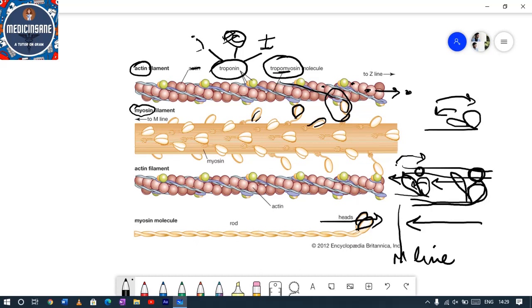Now, once it goes back to the original position, it is going to bind to another active site. Again, it will lead to the pull. Again, it will go back. So with the help of this, each of the myosin heads is trying to pull the actin towards the center of the sarcomere, and this is how the contraction, or the sliding filament theory, works, right? And this mechanism of pulling the head towards the center is known as the power stroke. This is the term power stroke.